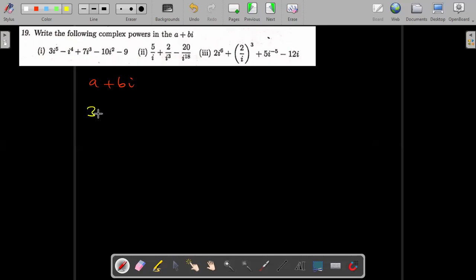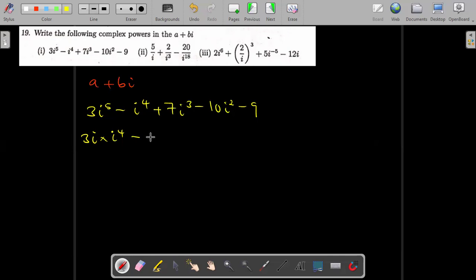So when we look at this, the first one, we have 3 to the power 5 minus i to the power 4 plus 7i cubed minus 10i squared minus 9. So how do I simplify this? I'll start with 3. Where there's i, I can write this as i. Then I can write this as i to the power 4, which gives me i to the 5.